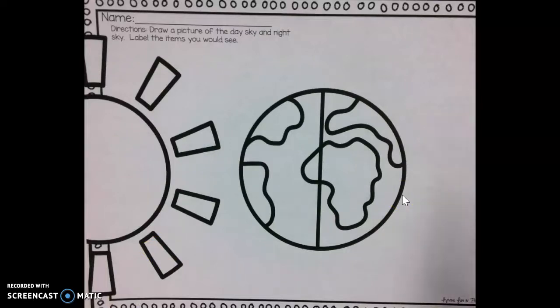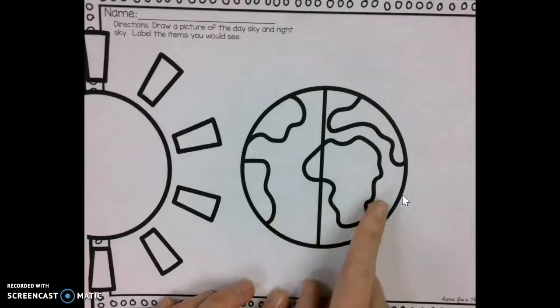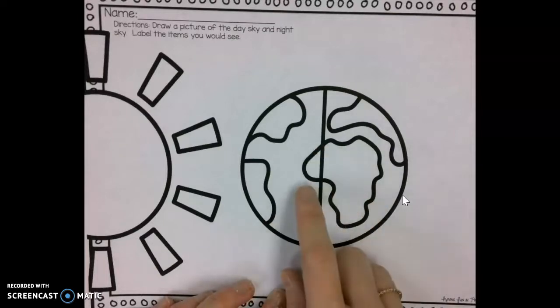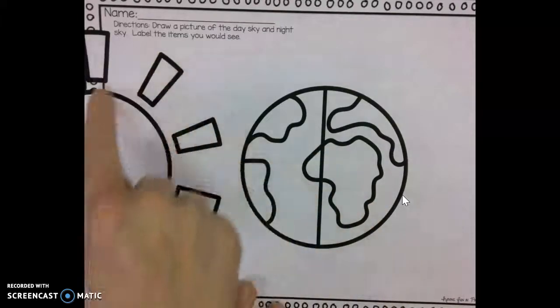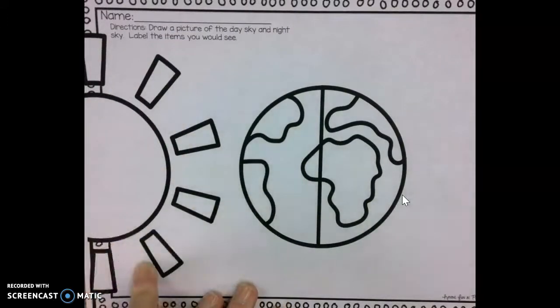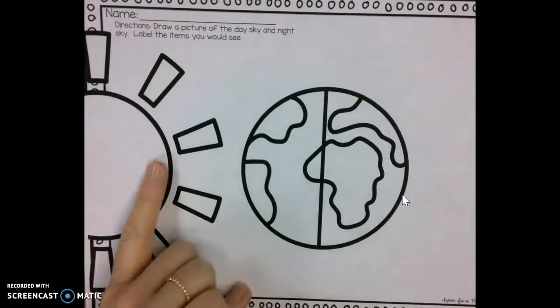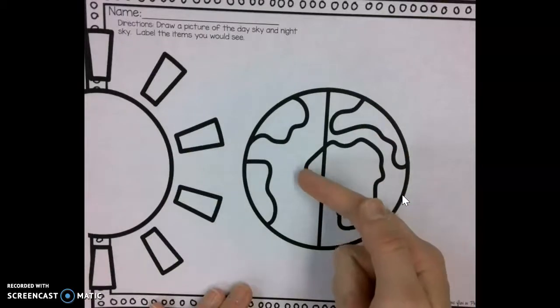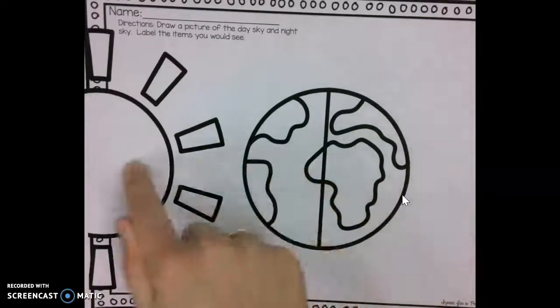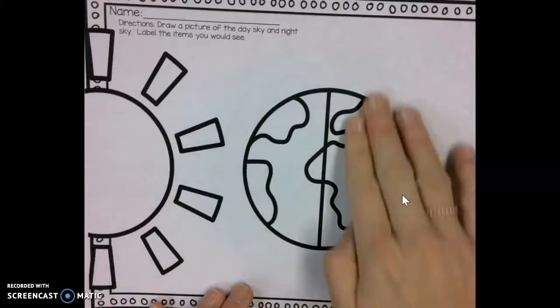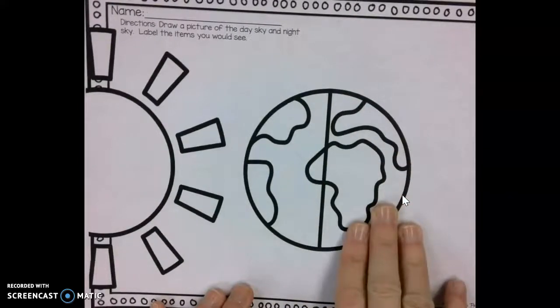And so, once again, let's read our instructions. It says, draw a picture of the day sky and night sky. So, which part do you think would be in day sky? What do we see right here? This is the sun. Whenever the earth is by the sun, that's the day. Because this part is not by the sun, so it's in the dark.